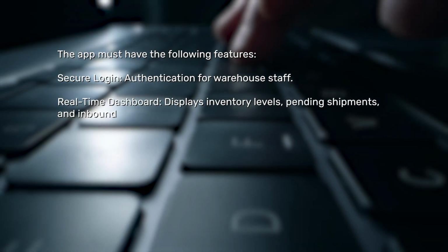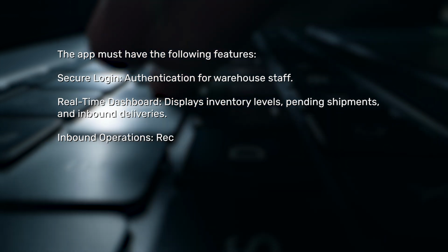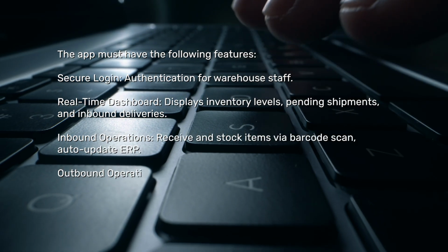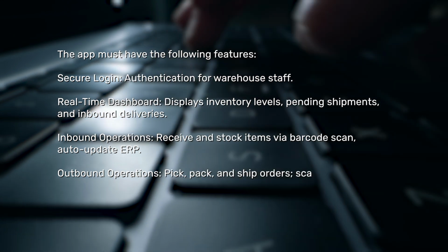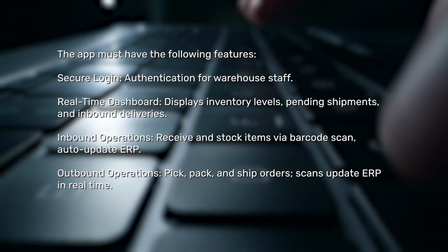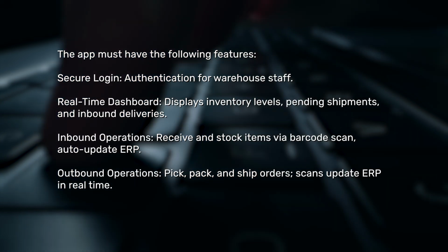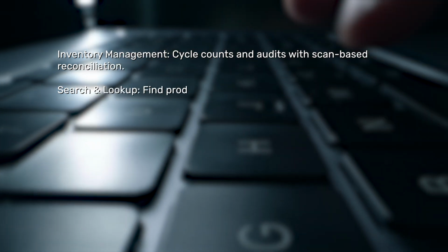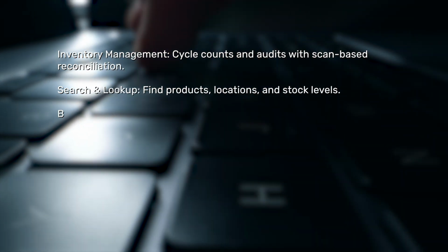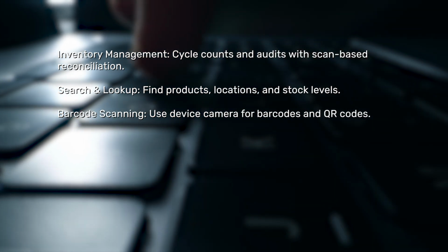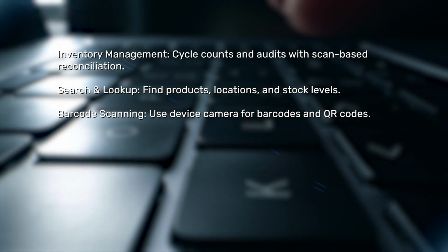Secure login: authentication for warehouse staff. Real-time dashboard: displays inventory levels, pending shipments, and inbound deliveries. Inbound operations: receive and stock items via barcode scan, auto-update ERP. Outbound operations: pick, pack, and ship orders, scans update ERP in real time. Inventory management: cycle counts and audits with scan-based reconciliation. Search and lookup: find products, locations, and stock levels. Barcode scanning: use device camera for barcodes and QR codes.